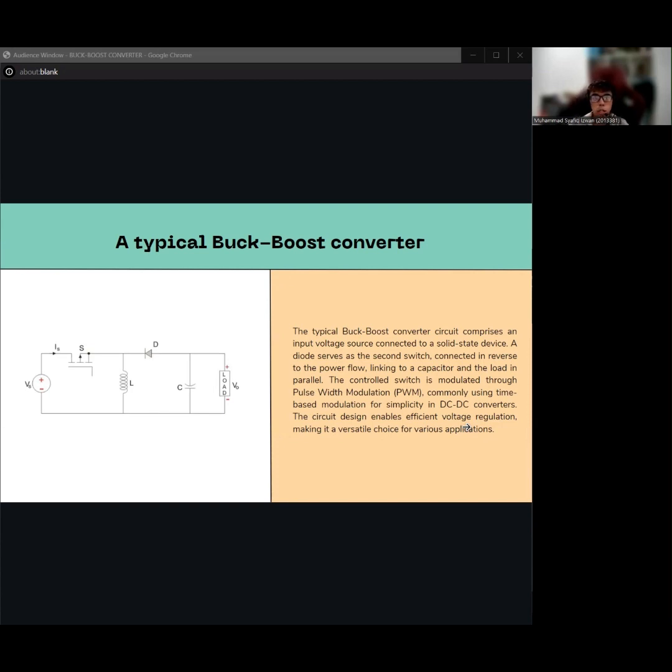Now I will continue with the buck boost converter diagram. The first diagram shows a typical buck boost converter, which comprises an input voltage source, the VS, connected to a solid state device. A diode serves as the second switch, connected in reverse to the power flow, linking to a capacitor and the load in parallel. The control switch is modulated through pulse width modulation (PWM), commonly using time-based modulation for simplicity in DC-DC converters. The circuit design enables efficient voltage regulation, making it a versatile choice for various applications.